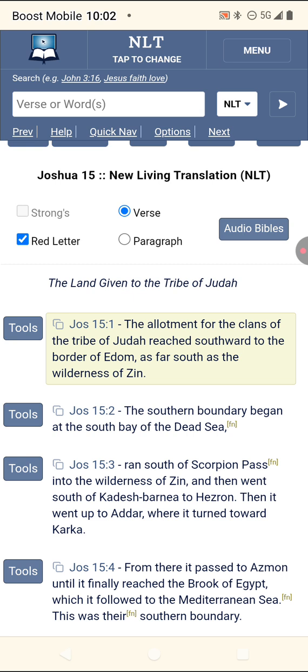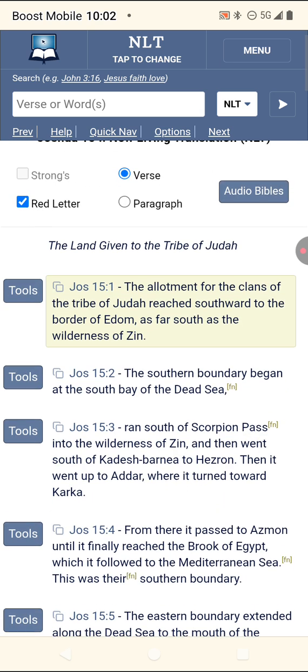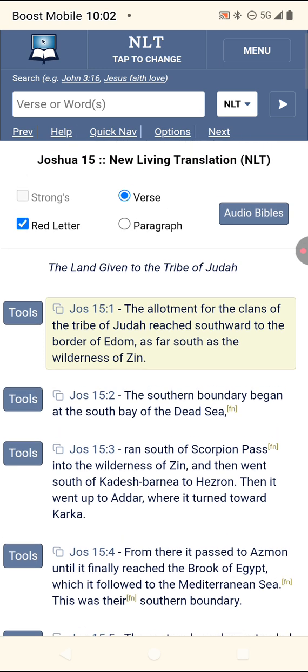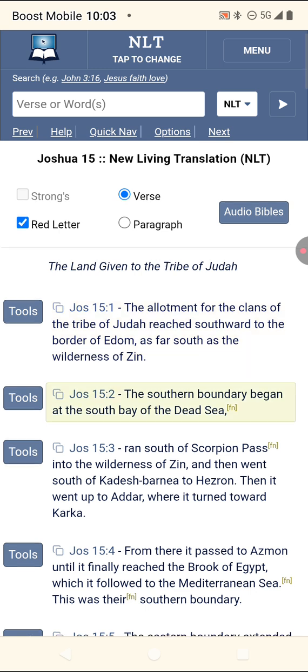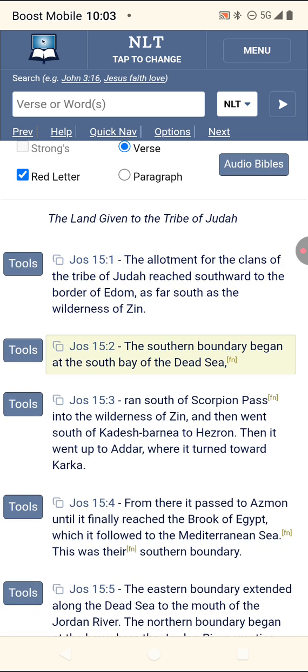Right, we're in Joshua, the 15th chapter, in the NLT. So it says, the land given to the tribe of Judah. All right. So it says, the allotment for the clans of the tribe of Judah reached southward to the border of Edom, as far south as the wilderness of Zin. The southern boundary began at the south bay of the Dead Sea.